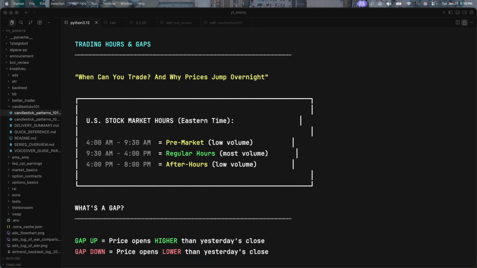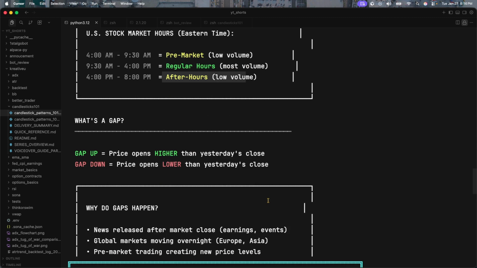All right, so now we're going to jump into our trading hours and being able to understand what are gaps and when can we actually trade in the US stock market. So the US stock market is open on EST, or the Eastern Time Zone. And for pre-market, that's going to be between 4 a.m. and 9:30 a.m. That's when we're going to see low volume. From 9:30 a.m. to about 4 p.m., that's where it's going to be regular hours. This is when we're going to see most volume. And from 4 p.m. till 8 p.m., this is going to be after hours. We're going to be seeing low volume.